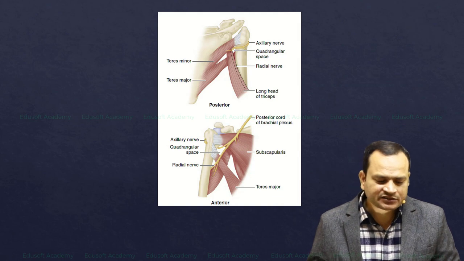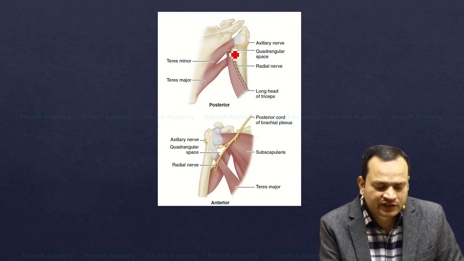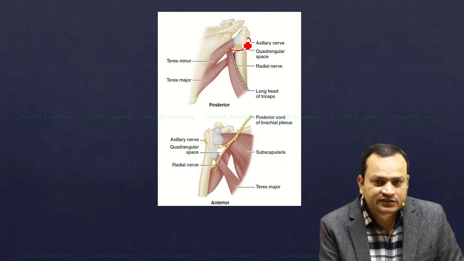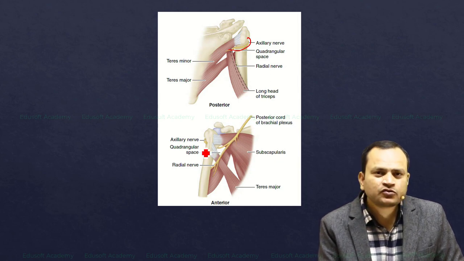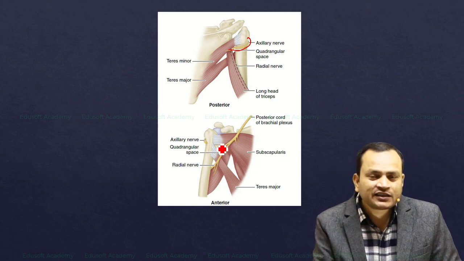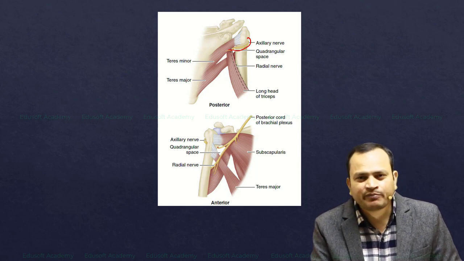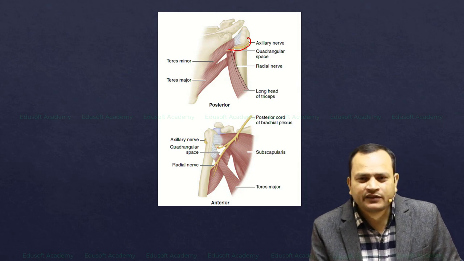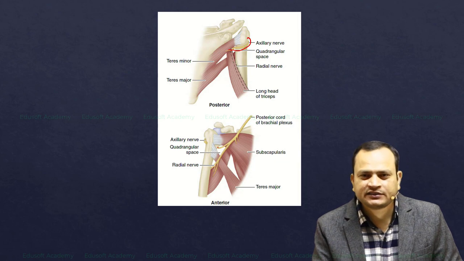So let us see the relation. So what happens when this is normal? If you see the axillary nerve, it just hooks around the neck of the humerus. So whenever there is shoulder dislocation, this axillary nerve gets stressed. And so this axillary nerve injury can result in deltoid paralysis. If there is deltoid paralysis, the patient will not be able to abduct the shoulder more than 30 degrees.